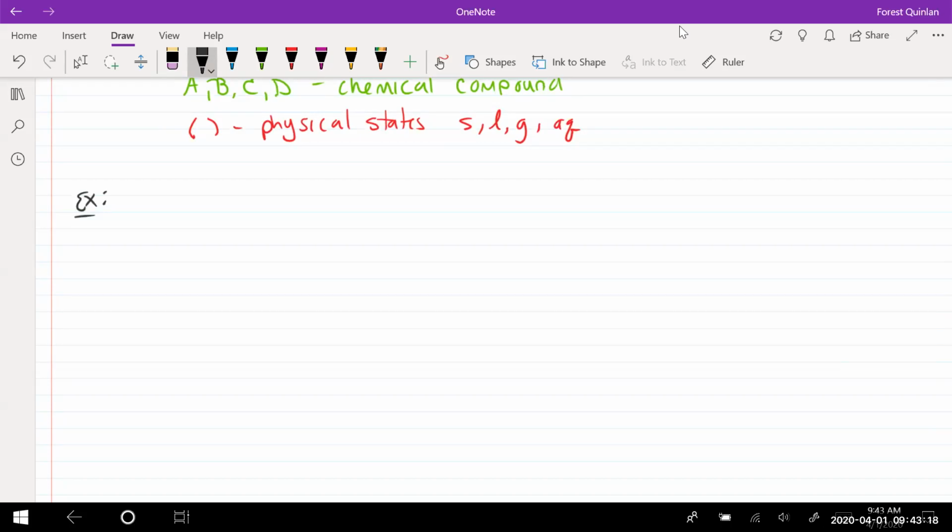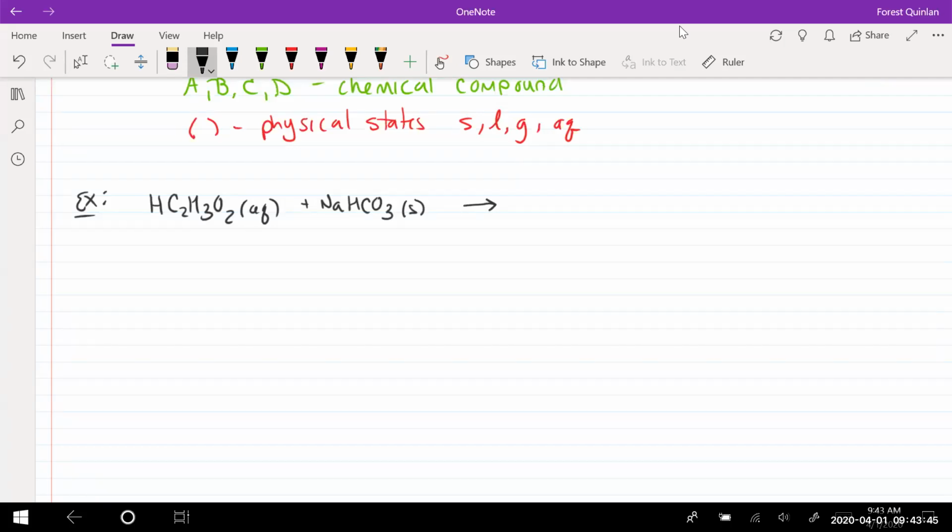The example I'm going to give is acetic acid, which is HC2H3O2, and that's going to be aqueous. Now, like I said, with the oxy acid, that's always understood, but I'm going to put it here for completeness. I'm going to add to that some sodium hydrogen carbonate. That's going to be a solid.